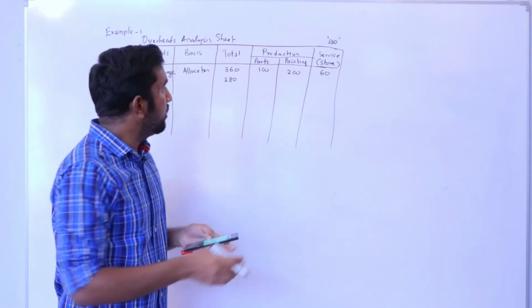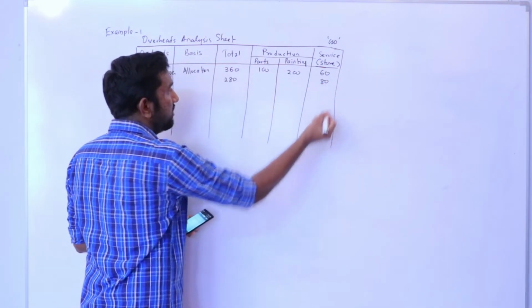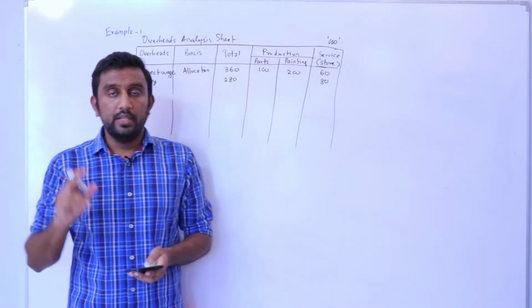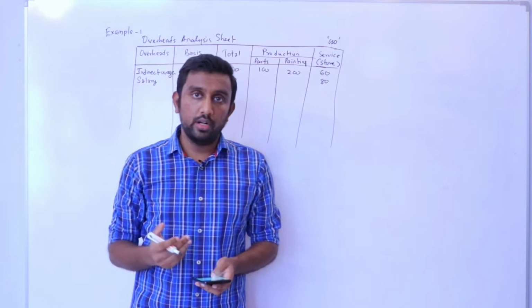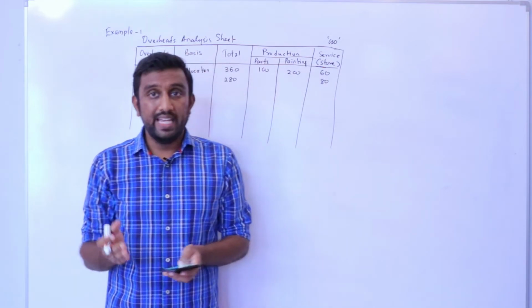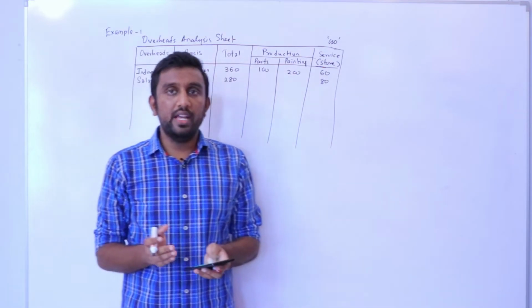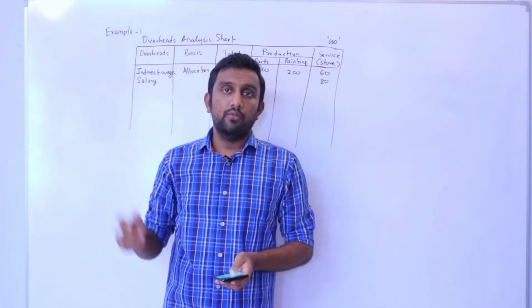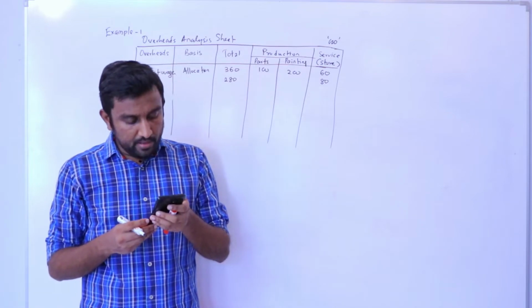Right, out of 280, 80 they gave for the store. So I can directly put 80 there in the store. Then 200. For 200 you have to use the base, because 200 they haven't divided for each department. So you have to find the base and divide and put for each department. Right. So I had to find the base for the salary.